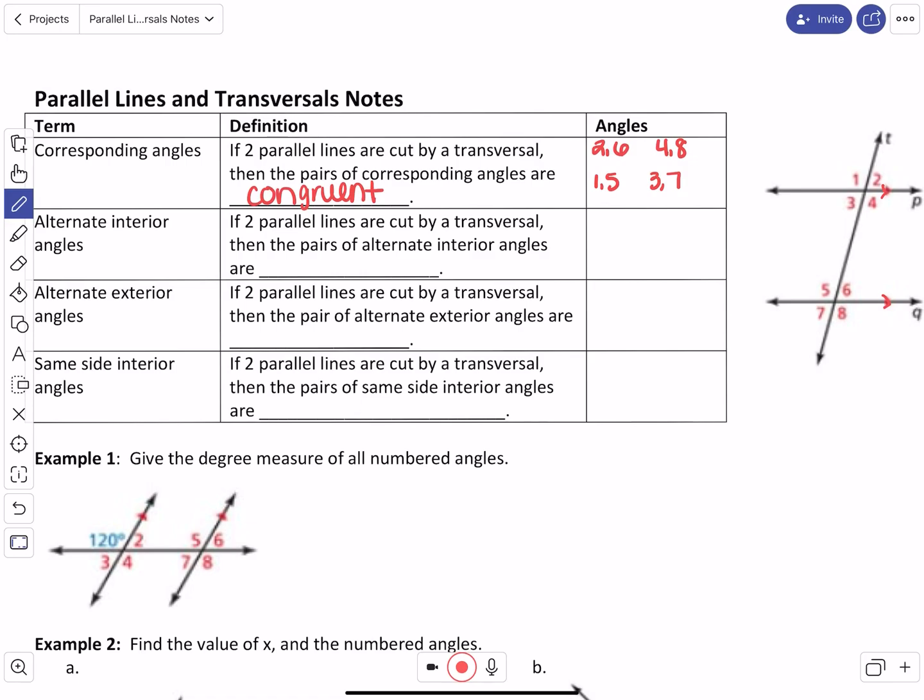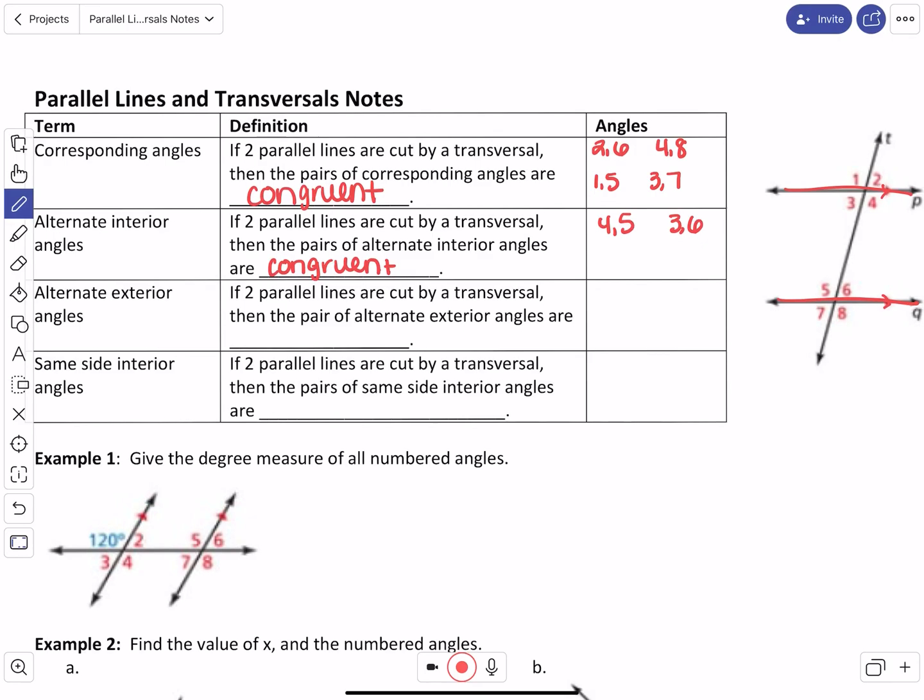All right, so alternate interior angles. If two parallel lines are cut by a transversal, then the pairs of alternate interior angles are congruent. You can kind of tell by looking at them that they are going to be congruent because they're either both acute, meaning they're less than 90, or they're both going to be obtuse. Remember, alternate interior angles are inside the two red lines, and they're on alternate sides of the transversal. So 4 and 5 would be alternate interior angles, and 3 and 6 would be alternate interior angles.